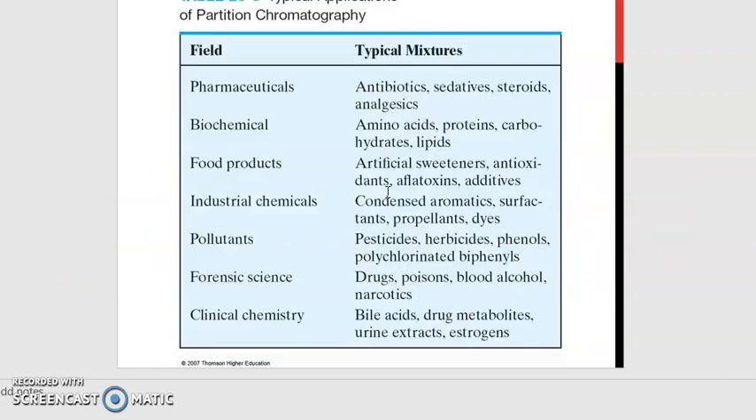Okay. So the typical applications of partition chromatography are in pharmaceuticals. Typical mixtures are antibiotics, sedatives, steroids, and also analgesics. In biochemical, amino acids, proteins, carbohydrates, lipids. Semua tu in food products, industrial chemicals, pollutants, forensic science and clinical chemistry. So ini kena tahulah supaya bila dia tanya application, awak boleh bagi tahu any of these. Itu partition chromatography.